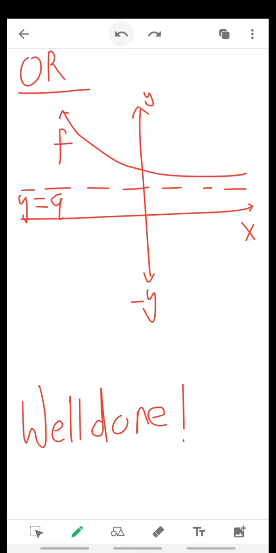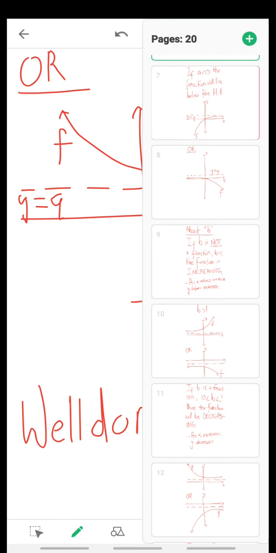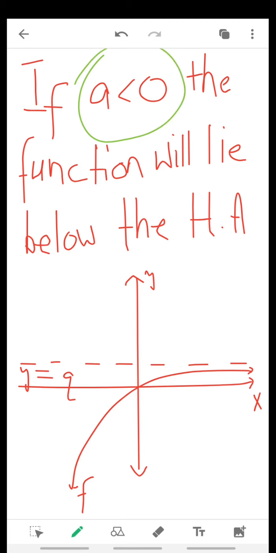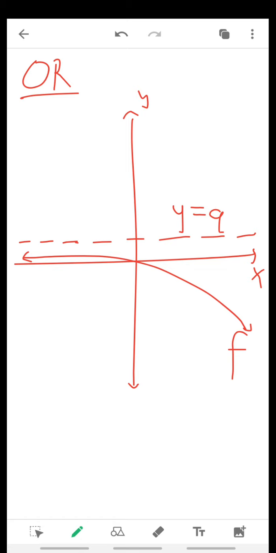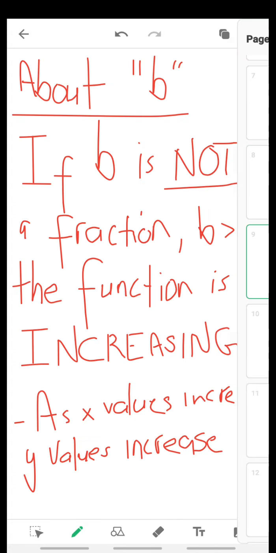Well done. Now, let us go to when a is negative. So when a is negative, less than 0, the function will lie below the horizontal asymptote. So this will be the shape, and we notice that the function is below the horizontal asymptote. Or we may also get this case here where a is also negative and the function is below the horizontal asymptote. The difference is the shapes of the two graphs. But both of them are below the horizontal asymptote because a is negative.